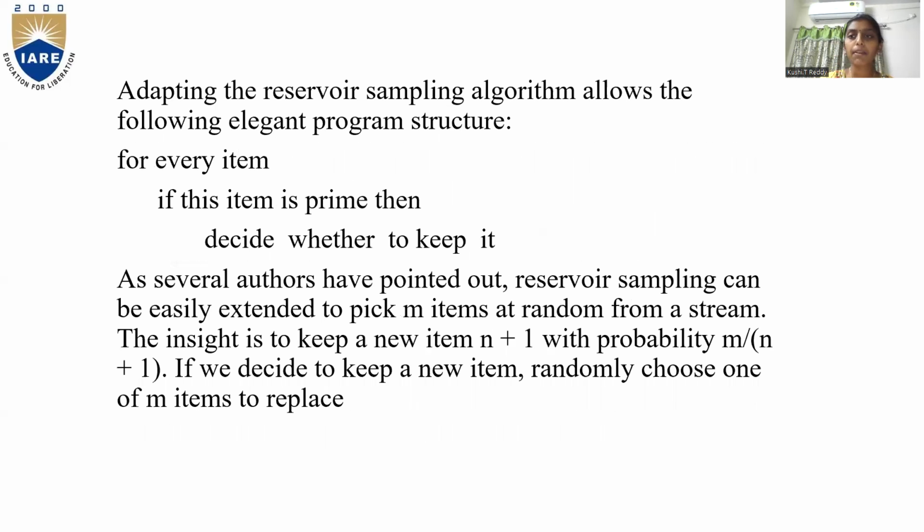Adapting the reservoir sampling algorithm allows the following elegant program structure. For every item, if this item is prime, then decide whether to keep it or not. As several authors have pointed out, reservoir sampling can be easily extended to pick m items at random from a stream. The insight is to keep a new item n plus 1 with the probability m by n plus 1. If we decide to keep a new item, randomly choose one of the m items to replace.